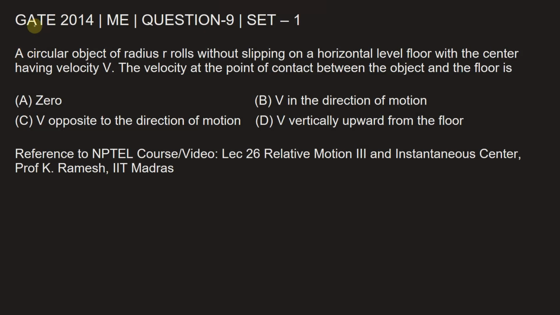This question is from GATE 2014, Mechanical Engineering paper, Set 1, question number 9. A circular object of radius r rolls without slipping on a horizontal level floor with the center having velocity v. The velocity at the point of contact between the object and the floor is.